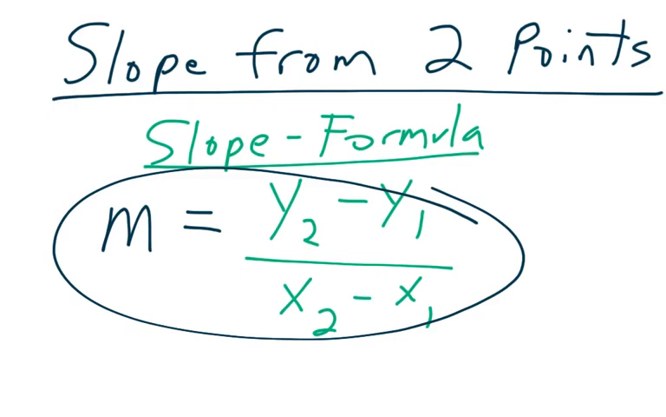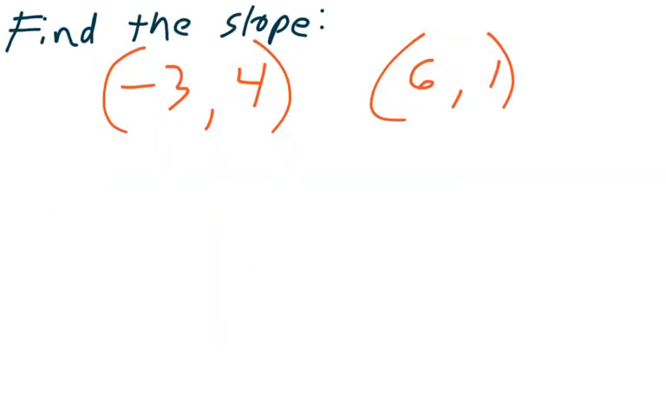And even though it's a pretty easy formula to use, oftentimes we do see mistakes with students in different aspects. So let me show you what I mean. So let's say we have the 2 points, (-3, 4) and (6, 1), and we're asked to find the slope between those 2 points. One way we can do that is by using the slope formula. So we're going to copy down the slope formula.